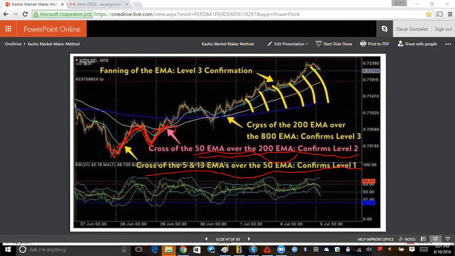Now what's next? Cross of the 200 EMA over the 800 EMA confirms level 3. So the Mayo cross now over the Blueberry over here. Again, funny, right? Stop hunt low, rise. What is the pattern cycle again? W, V, V. And what am I expecting here now? M, back into the range. You see how when you start putting all these things together, you can start getting a directional bias.